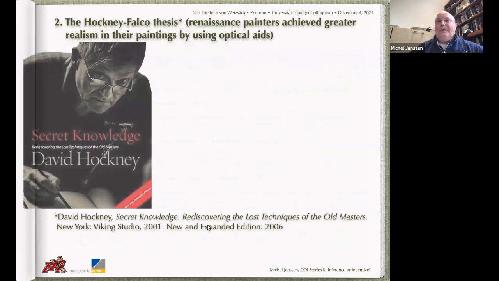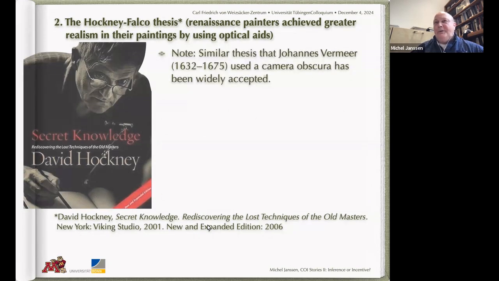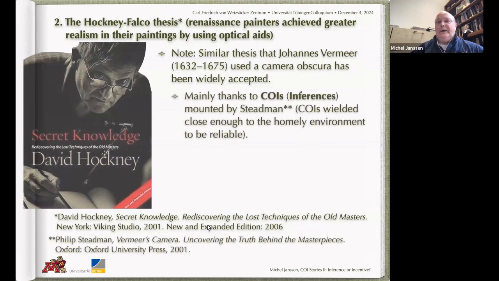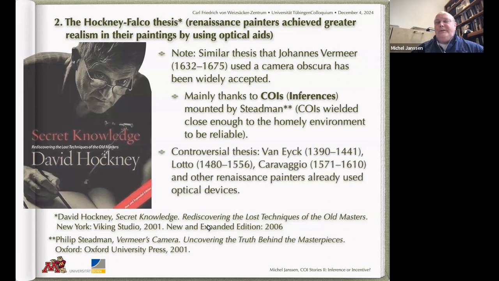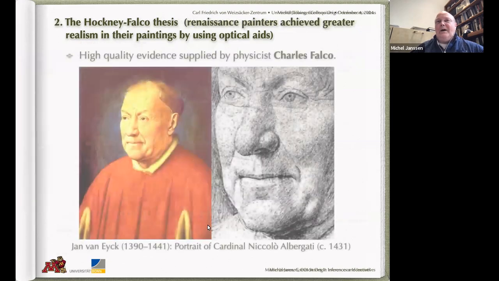All right. So there's something similar going on with the Hockney, or more appropriately called the Hockney-Falco thesis, right? This is in Hockney's book Secret Knowledge: Discovering the Lost Techniques of the Old Masters. There's a very similar thesis about Vermeer, that he used the camera obscura. That has been widely accepted thanks to work among others by Philip Steadman. The controversial part is that this goes back way earlier, that Van Eyck, Lotto, Caravaggio, and other Renaissance painters already used these optical devices.